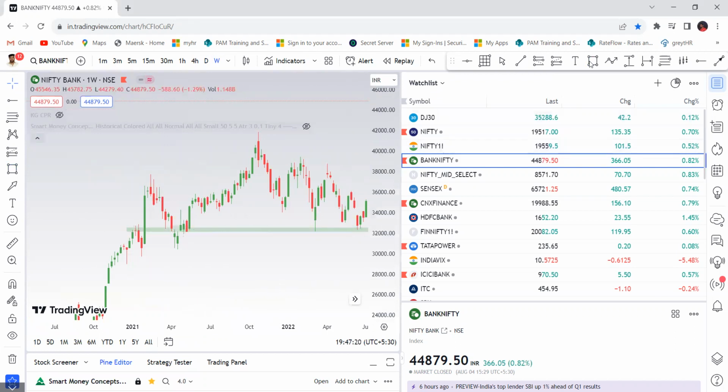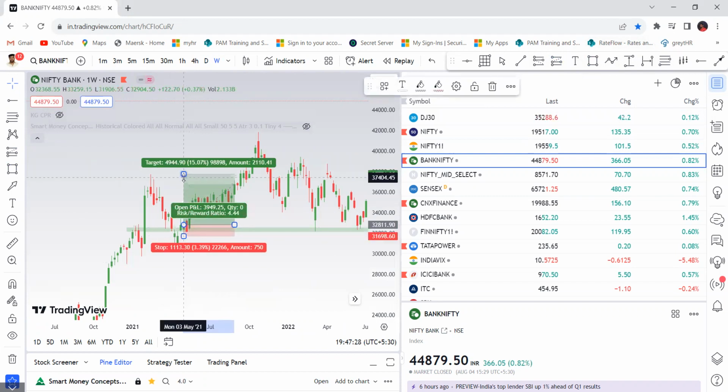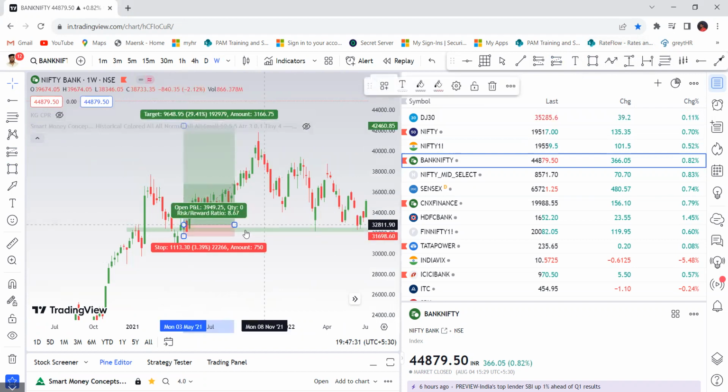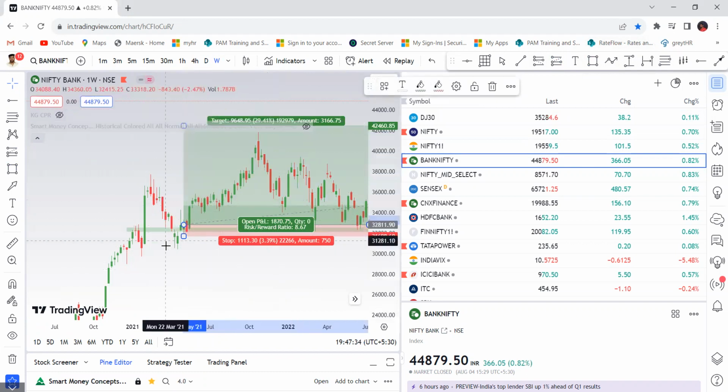After that, what has happened? You could have entered here, with this as the stop loss and this as the target. See, price started moving from here.